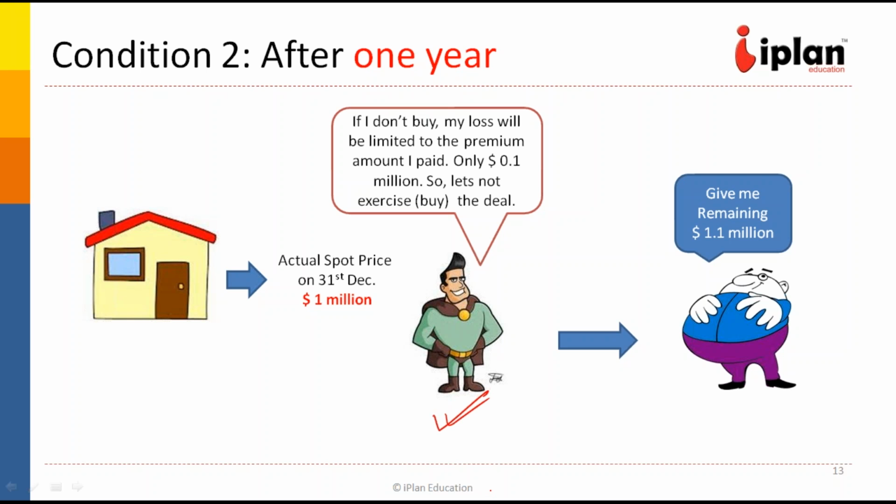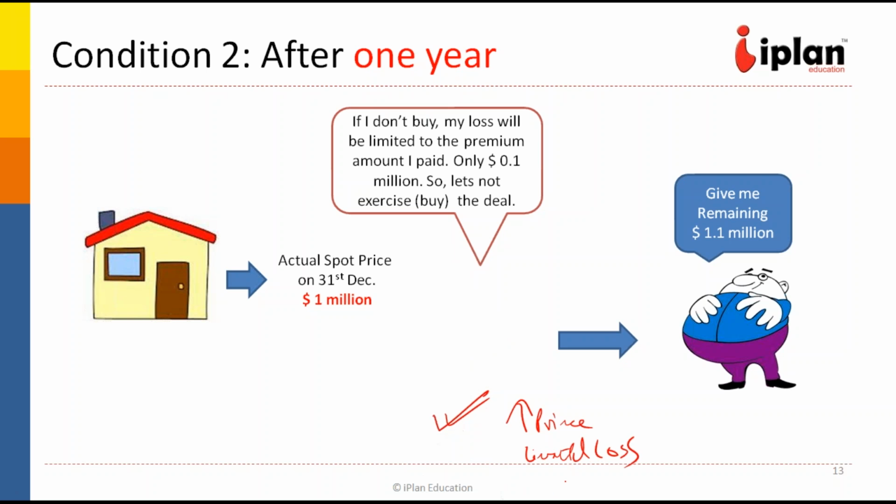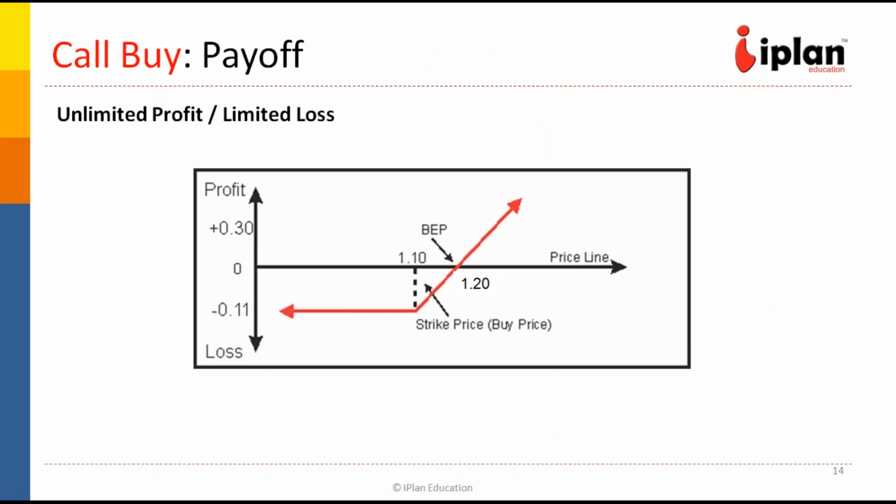But if we talk about the call buyer, remember, the buyer of the call option has the right to buy, no obligation to buy. He has unlimited profit if the price goes up. And if the price goes down, he will deny. If he denies, he has limited loss. So he runs away if the price goes down. The maximum loss is the premium he paid.